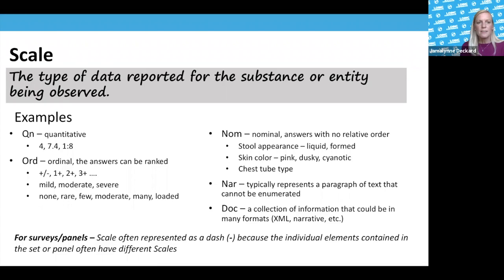The scale is the type of data reported for the substance or entity. So whether it's quantitative or ordinal, where the answers can be ranked. So 1+, 2+, 3+ are ordinal, mild, moderate, severe, and none, few, or rare, few, and so on. Positive, negative also fall under ordinal, as well as detected, not detected.